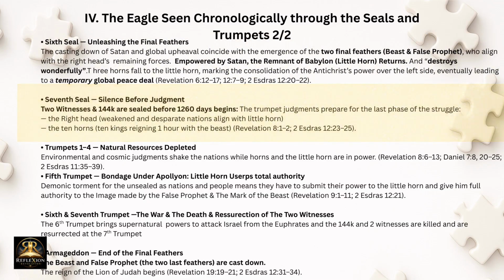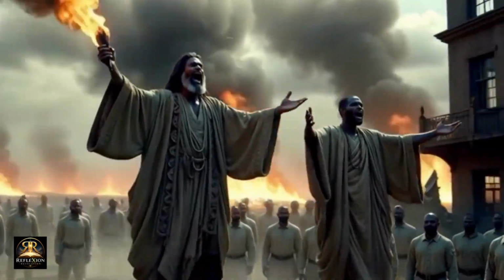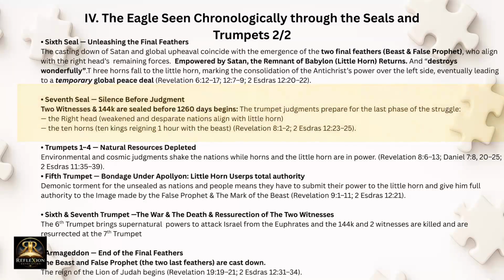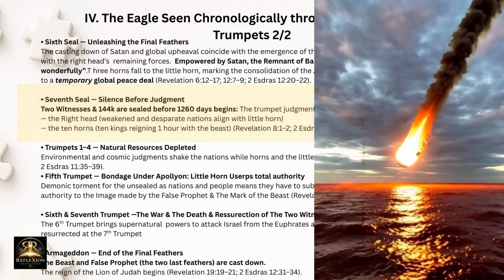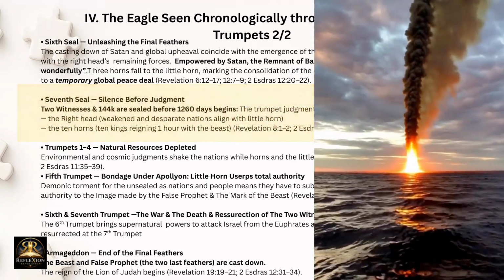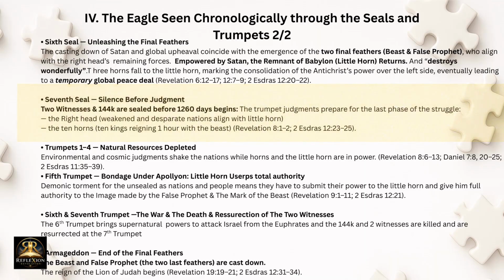So looking at the seventh seal, we'll be looking at silence in heaven before the judgment. This is where the 2 witnesses and the 144,000 are sealed before their 1,260-day mission begins. During this time, trumpet judgments obviously are falling, and we know that they don't fall until they're sealed. The right head is obviously weakened, and desperate nations align with the little horn because the little horn will probably have all that power coming from Satan and solutions to some of these problems. And obviously the mark of the beast, of course.